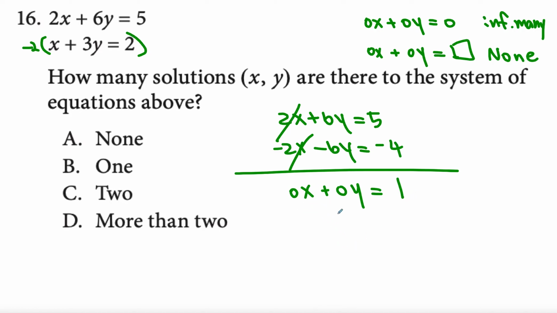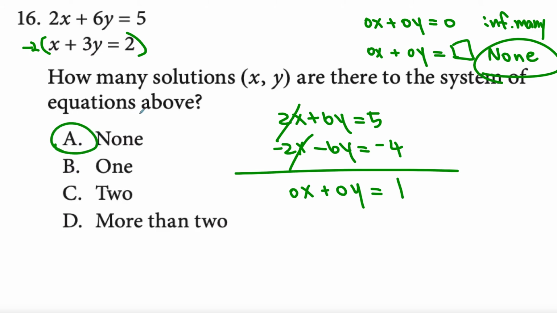So no matter what x and y are equal to, when you multiply 0 by 0, their answer will never be equal to 1. So therefore, our solution will be none. We don't have any values that satisfy these two given equations.